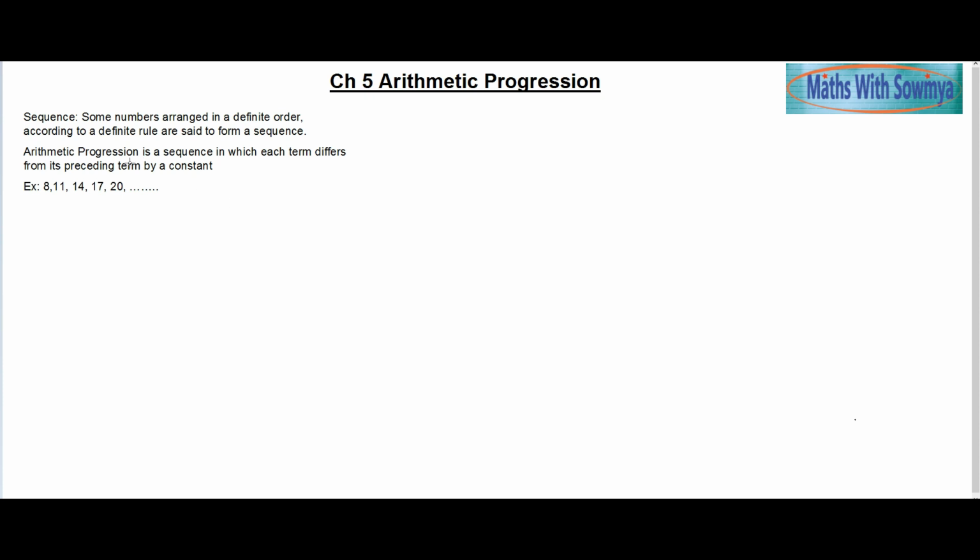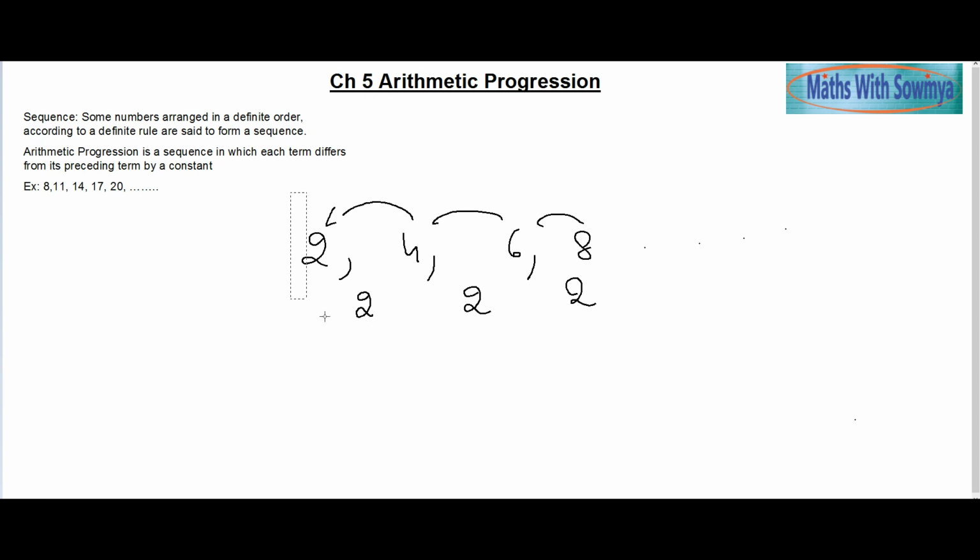Now, what is an arithmetic progression? This is also a sequence where each term differs from its preceding term by some constant. Suppose this is what I have taken. If I subtract these two, 2 is the difference. Here 2, here 2. So this should be constant. The difference should be constant. Each term should differ by a constant, either positive or negative.